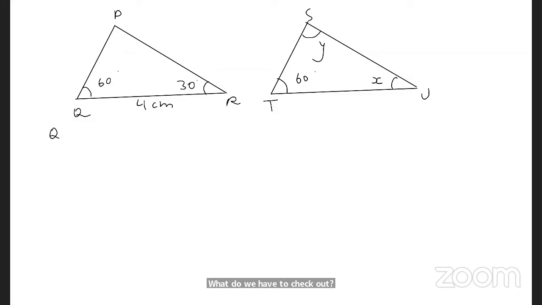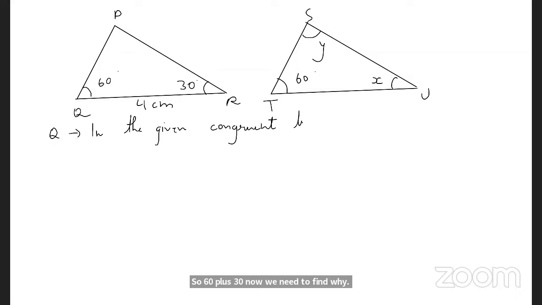Ma'am, can I say? Yes, Abraham. Ma'am, so basically, here 60 plus 30 degrees, which is 90 degrees. So x will equal 60 degrees, since both the triangles are congruent. Now we need to find y. 60 plus 30 equals 90. And since all angles of a triangle equal 180 degrees, y equals 90 degrees. Very good, Abraham. That is the correct explanation. That's exactly how you all have to do it.